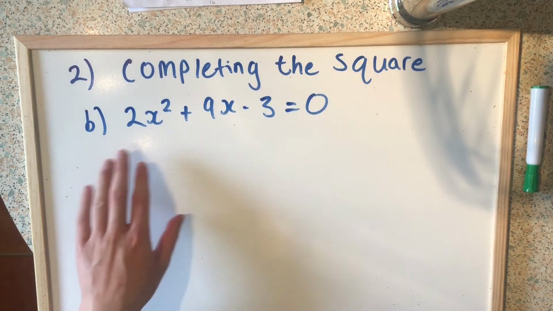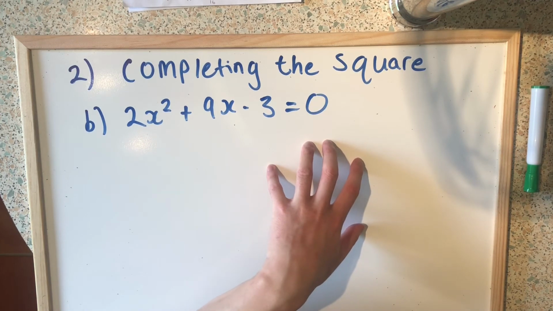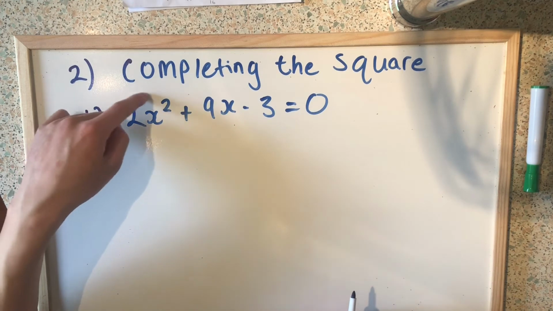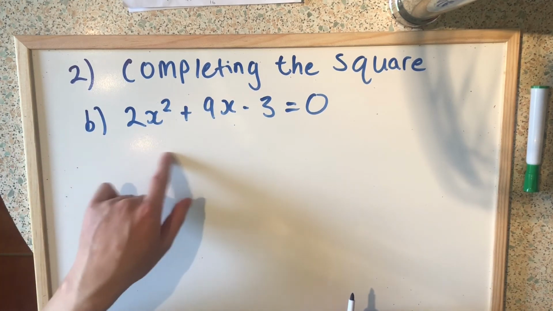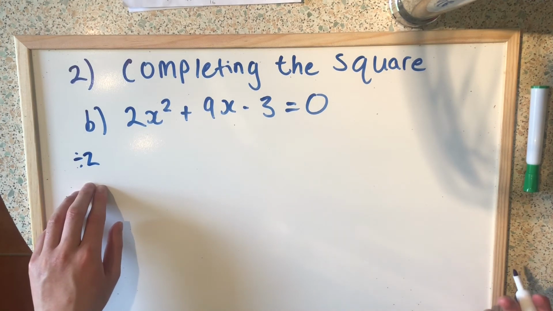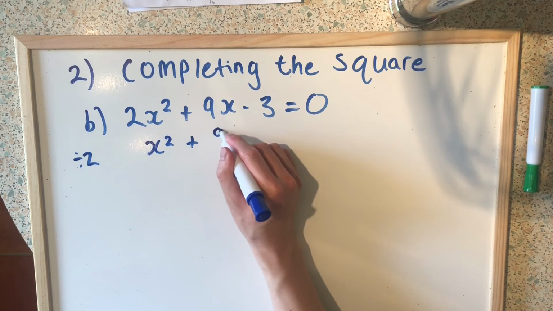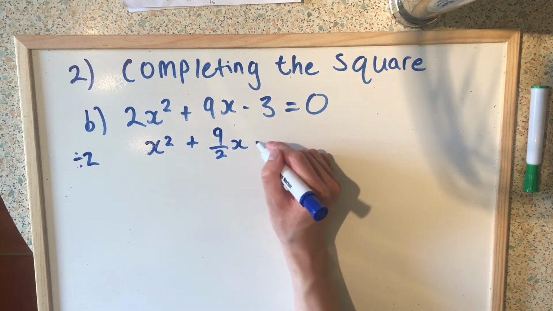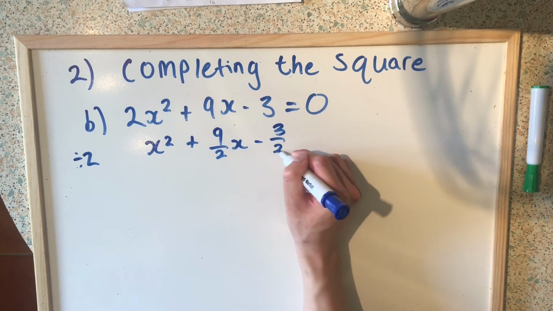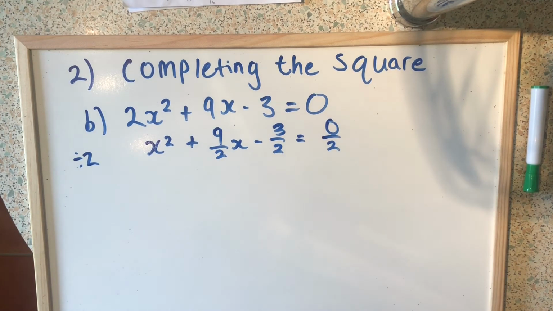So now we've got this one, 2x squared plus 9x minus 3. And first thing, as we always do when we complete the square, is we need to make the coefficient of x squared 1. So we divide by 2 on both sides. So x squared plus 9 over 2x minus 3 over 2 is equal to 0 over 2, which is just 0.